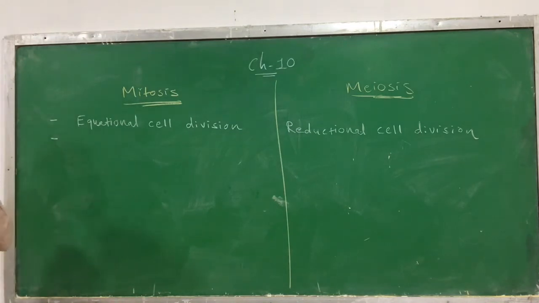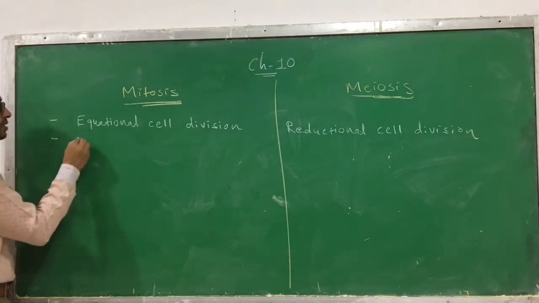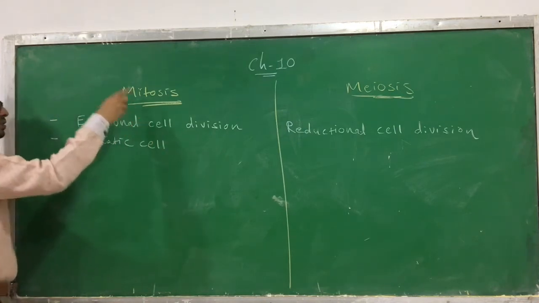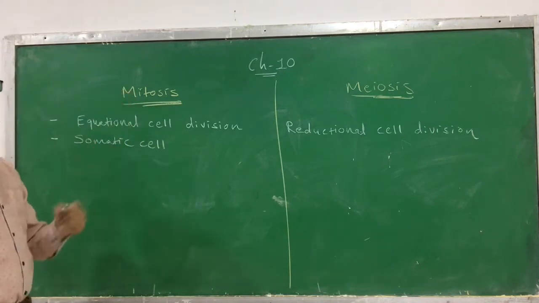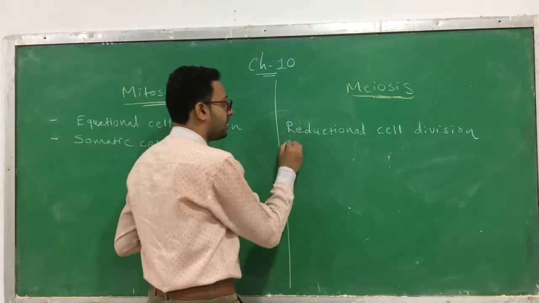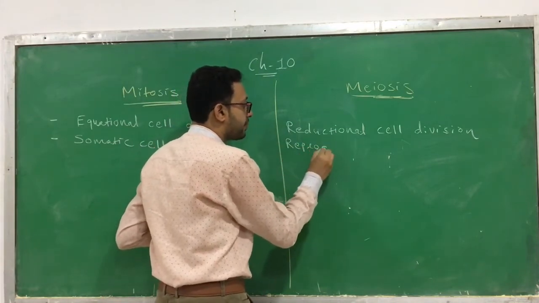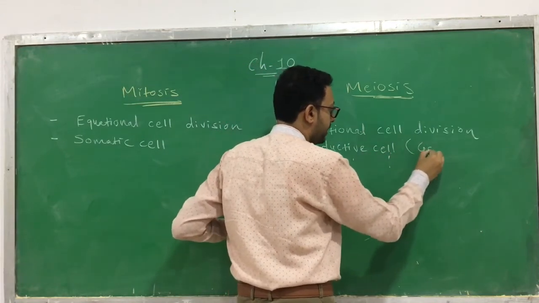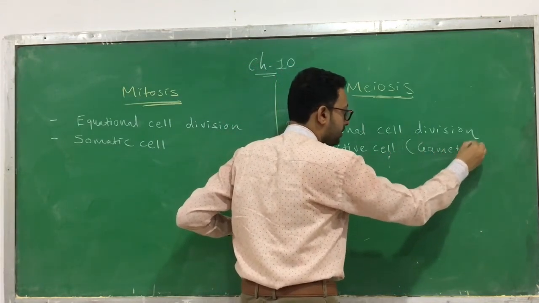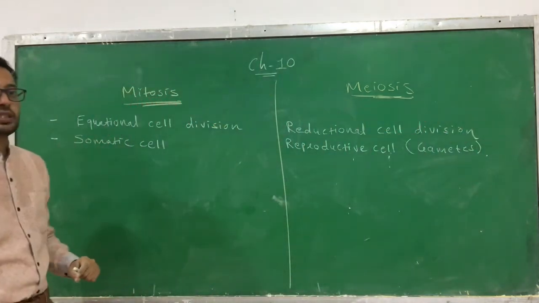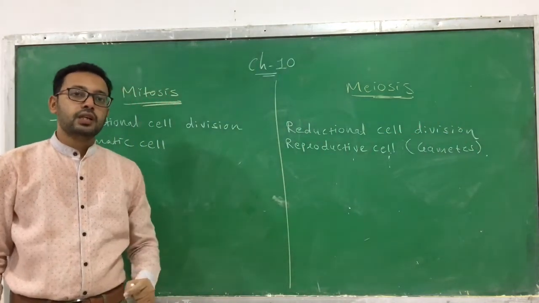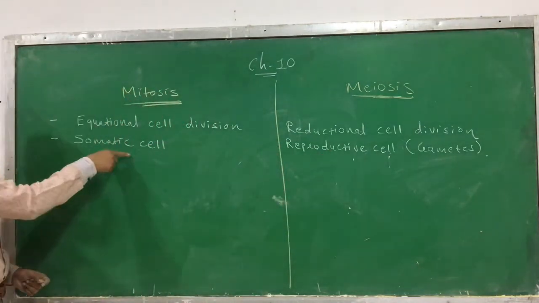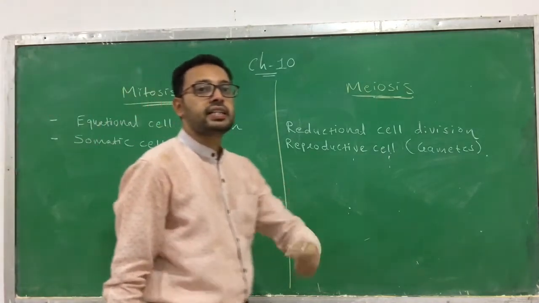Second difference: the mitosis process occurs in somatic cells. But the meiosis process occurs in reproductive cells, in the formation of reproductive cells, or you can also call them gametes. Clear? So in the gametes, the meiosis process takes place, that is the sperm and the ovum. All other cells except the gametic or reproductive cells, we call somatic cells. So in all other cells, somatic cell division takes place.